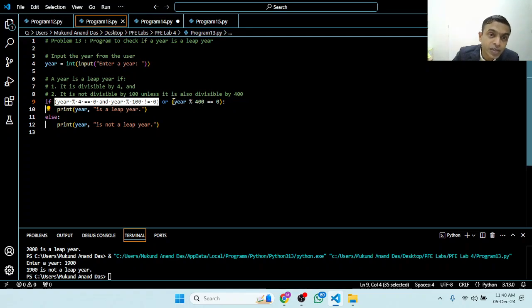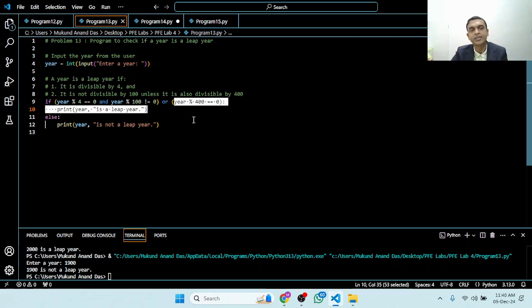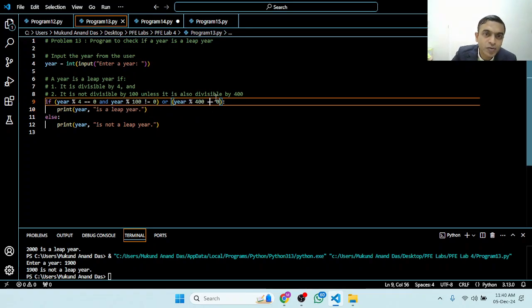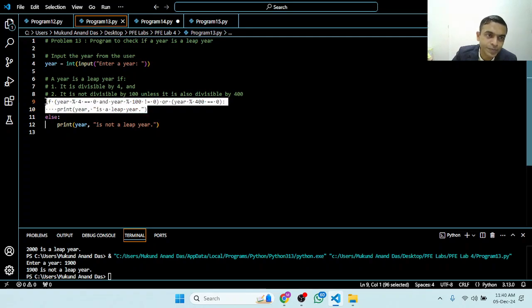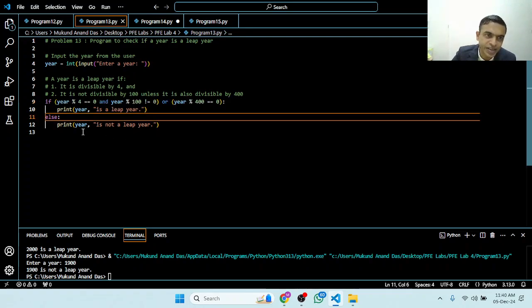Or year modulus 400: 1900 divided by 400, so it is not fully divisible, right? 300 will be the remainder. Is it equal to 0? No. So neither this is true nor this is true. That means this if statement has gone wrong. No condition is true, so else will be printed. Right? So print year, this is not a leap year.